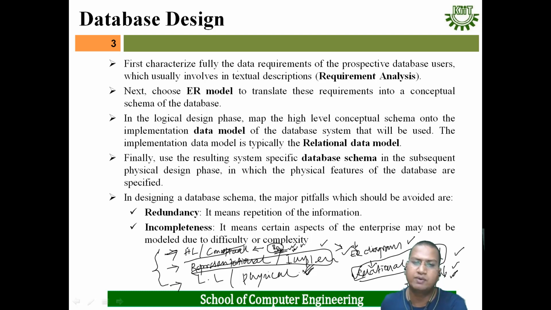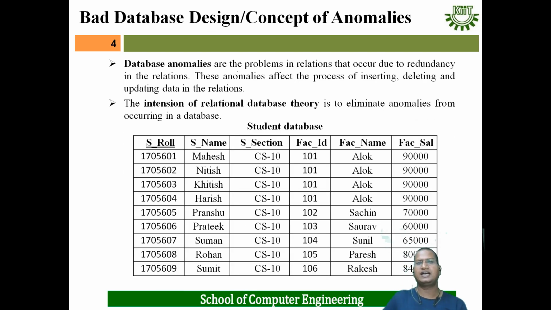Now we will discuss various anomalies related to the relational model. Suppose this is your student database. One table is there, and the fields are student roll number, student name, student section, faculty ID, faculty name, and faculty salary. The primary key is the student roll number here. These are the various data items present in the database.